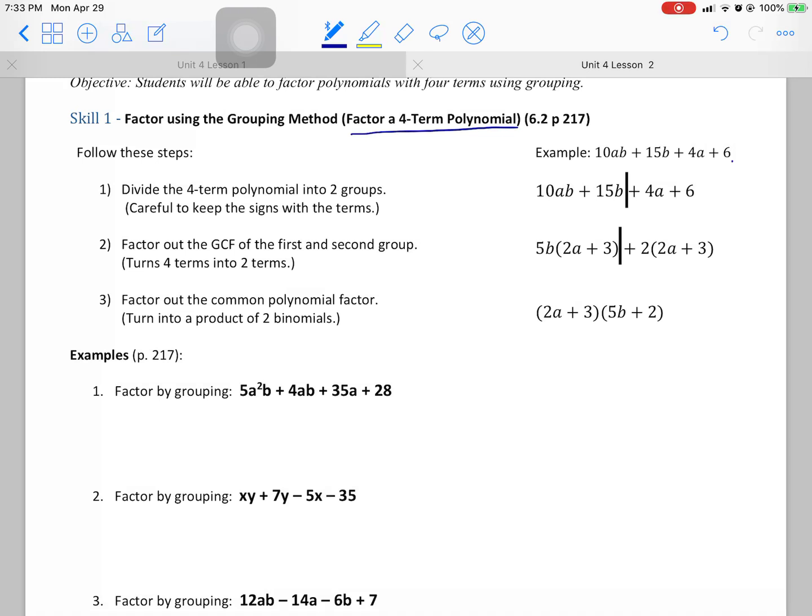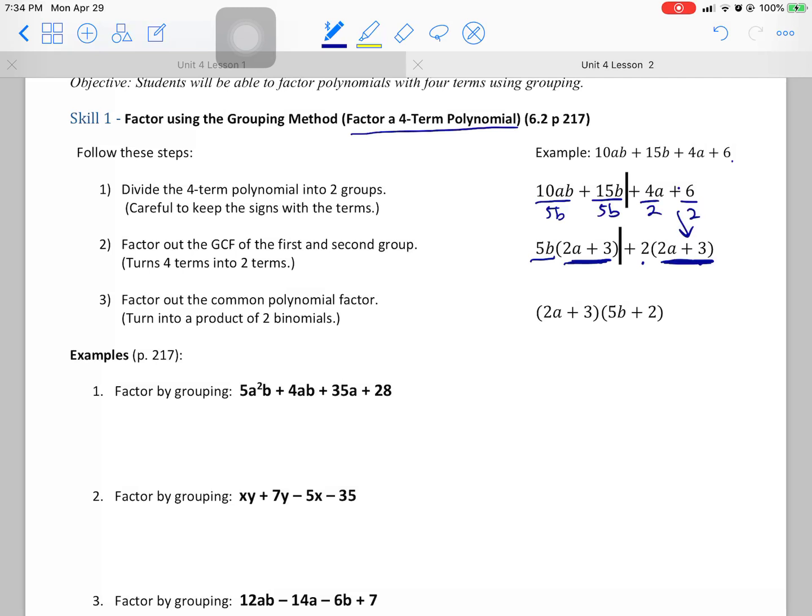Factor out the GCF of the first group. So what do these 2 have in common? Well, you can take a 5 out, and they both have a b, right? So that's 5b, and what's left is 2a plus 3, right? And then what I do is I take this 2a plus 3 and I write it down again over here. And then I look up here and say, what can I take out of these 2 terms that will make that turn into this that's left? So you can divide them both by 2. So that's where this 2 comes from, okay?